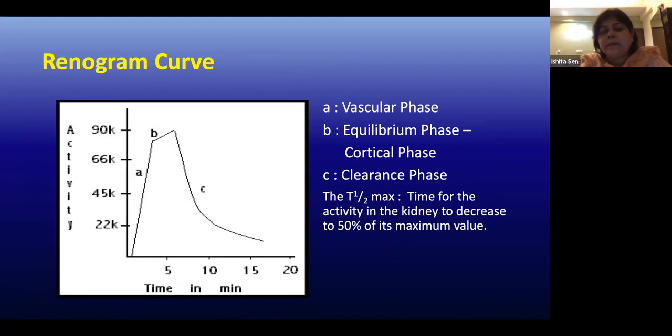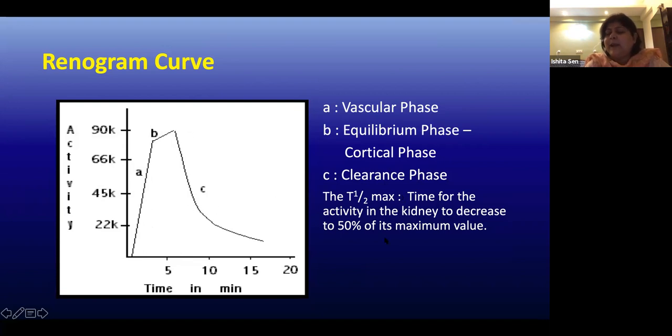Now, if we split up the renogram curve into parts, it has three phases. The first phase is the vascular phase, which usually lasts for about 1 minute. So this is the rapid filling phase, which we had talked about. Then you have the equilibrium phase, which is actually the transit of the renal agent through the renal cortex. The peak uptake usually happens around 5 to 8 minutes. And it is at this point that the tracer starts to clear, which is the clearance phase.